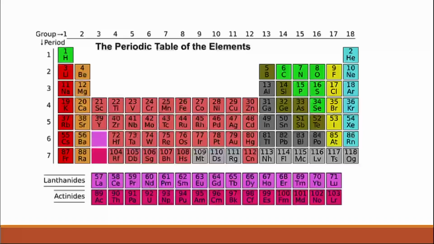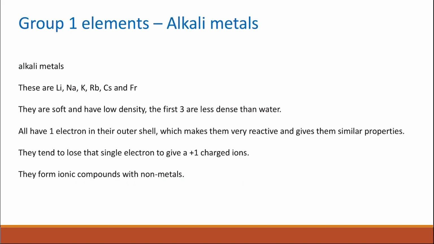Group 1 elements are the first group, the one on the far left of the periodic table. This group includes lithium, sodium, potassium, rubidium, cesium, and francium. Hydrogen is not considered one of the group 1 elements because it has completely different properties. The group 1 elements are called the alkali metals.